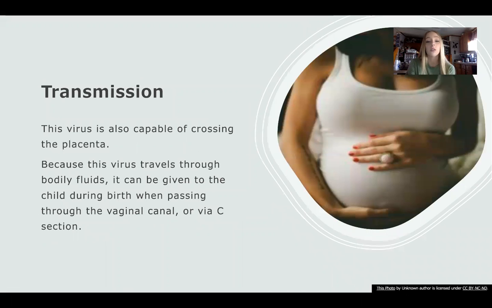Now, this virus is also a concern for any expecting mothers, especially if they know that they are infected with hepatitis B. It can travel through body fluids and it can cross the placenta, although most infections happen at birth when the placenta breaks because the baby is being pushed through the vaginal canal. It comes in contact with blood and vaginal secretions. Usually that's where the babies end up getting it.